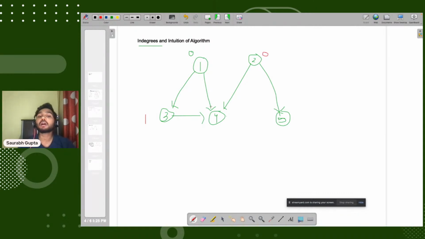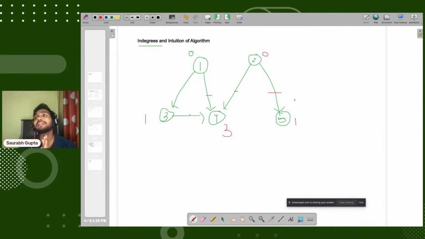Now let's talk about this 4. What is the in degree of 4? The number of incoming edges is this one and this one, so a total of 3 edges are incoming to this particular vertex. Now what about this particular vertex? The number of incoming edges is 1, so the in degree of this vertex is also 1. So this is how we calculate the in degrees of vertices.